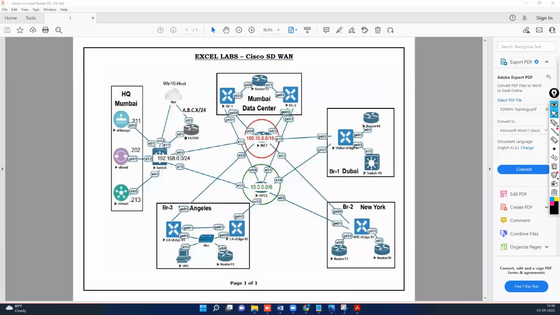Yes. The lab topology, guys, everybody. If you see, you have all the WAN components over there. On the left side, we have the icon for vManage, then vBond, the icon for vSmart, and then all the locations: Mumbai, Dubai, New York, Los Angeles.